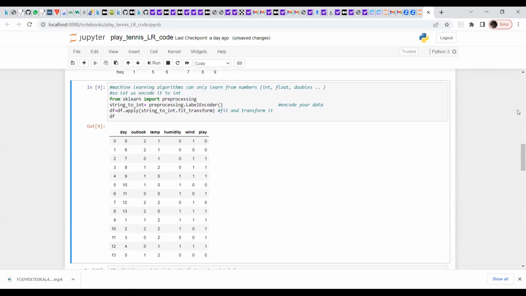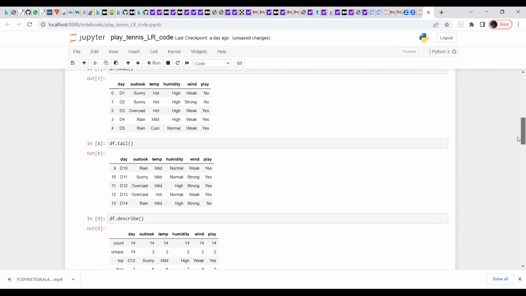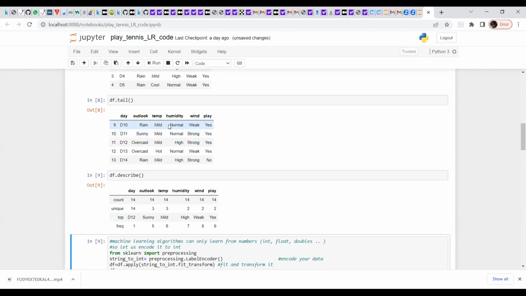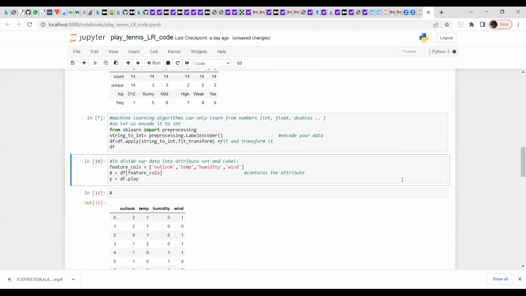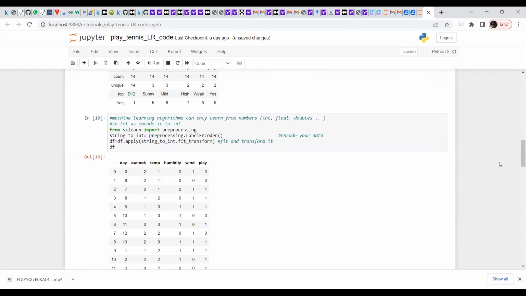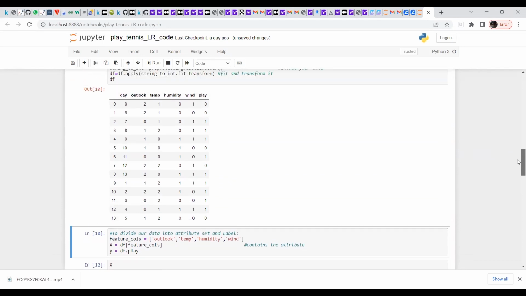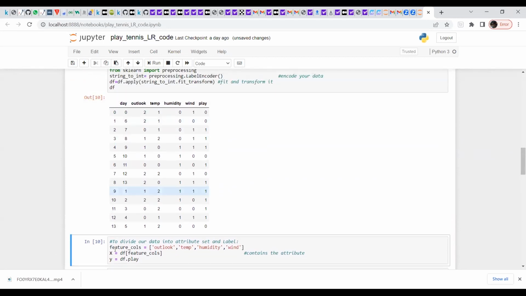So basically, these were the string functions. These were strings: normal, high. These are words: weak, strong. These are strings. Now we are converting them into integers. We are applying string to integer, and then we are transforming these variables. So again, done this, and the new data frame is something like this.